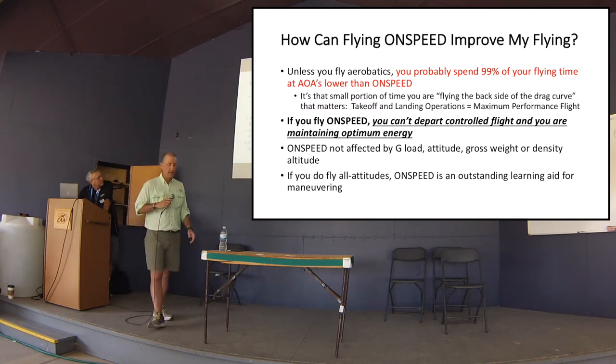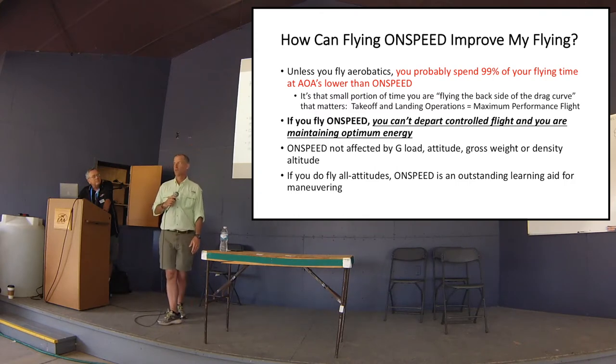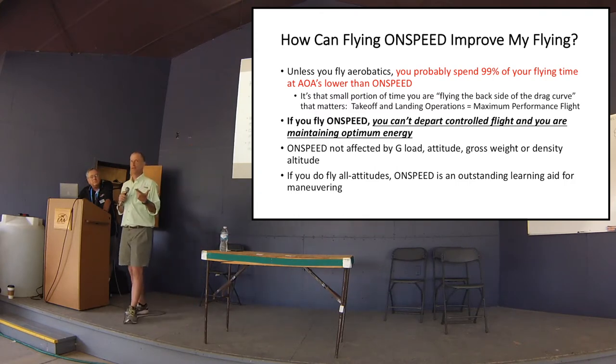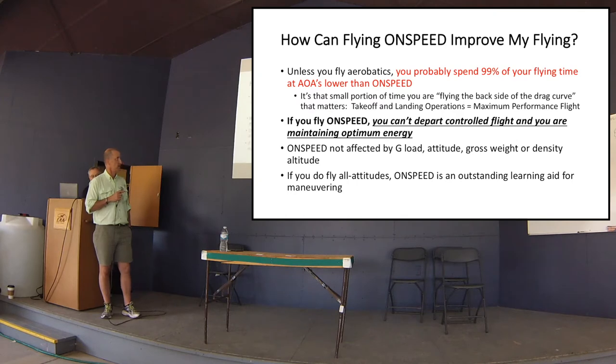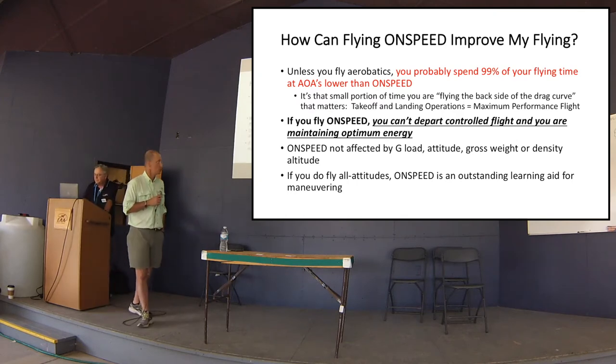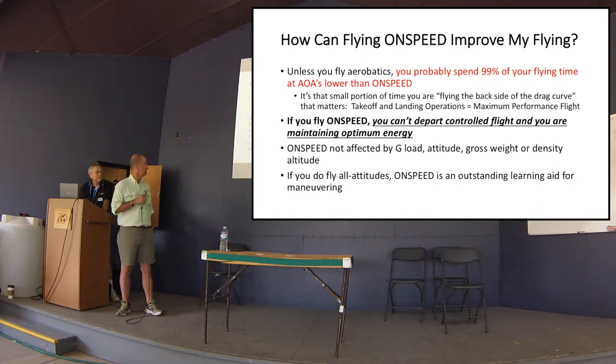Bottom line with flying on speed is if you maintain on speed, you actually can't stall the airplane. You can't depart controlled flight. And you're maintaining an optimum energy state. We'll talk a little bit more about what that optimum energy state is. And again, it's not affected by your G-load, your attitude, your gross weight, or your density altitude. So there's no math involved in any of this.